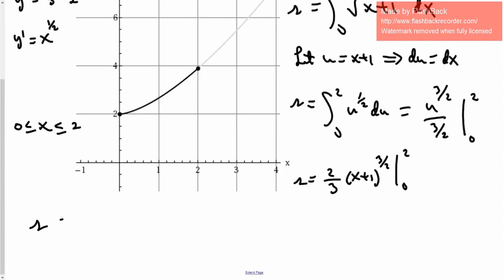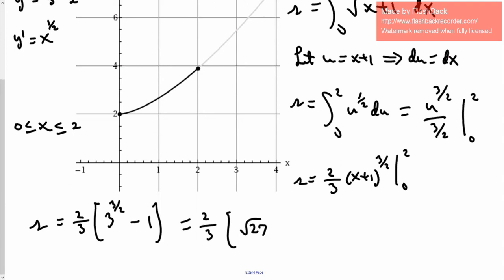So the arc length is the 2/3. Let's do the evaluation. Plug in x equal to 2, so we get 3 to the 3/2. Then that's minus, plug in x equal to 0, we get 1 to the 3/2. So we get 2 over 3 times, here, this is 3 to the 3rd, that's 27, the square root of that, minus 1, and you can leave it like that.